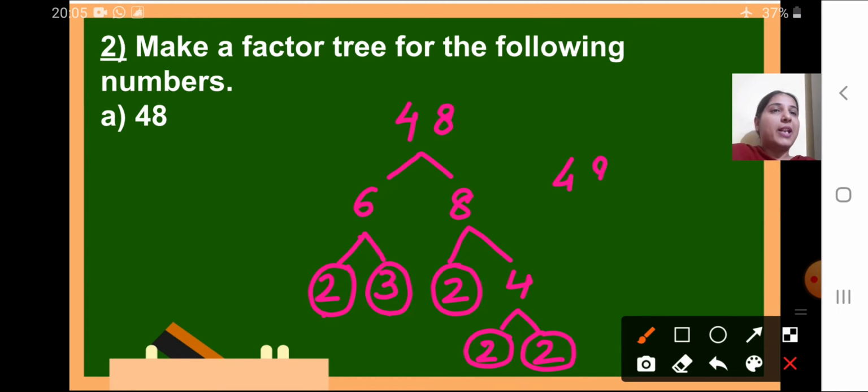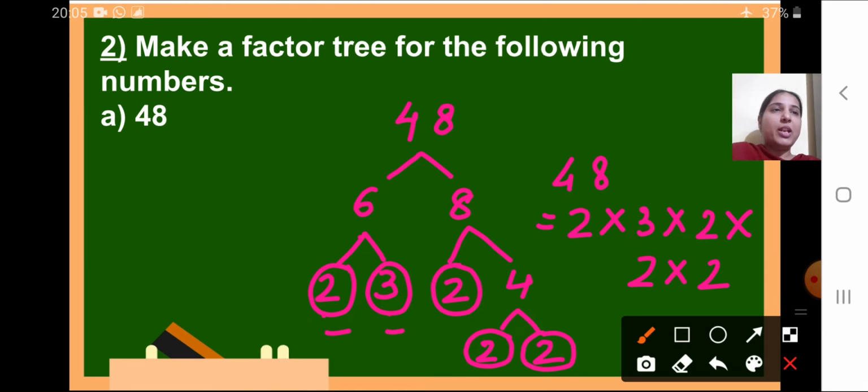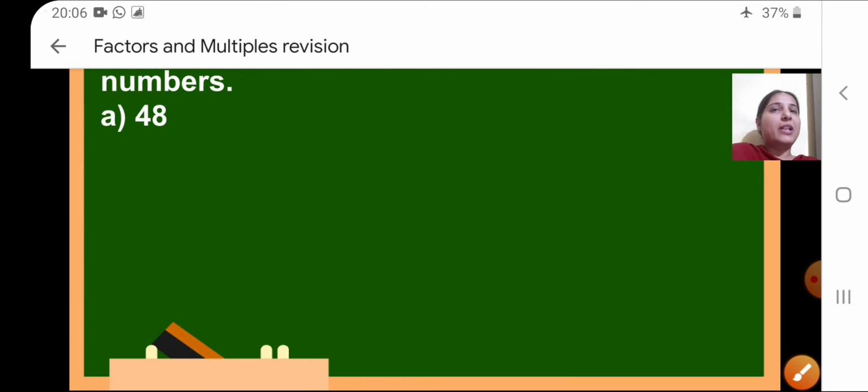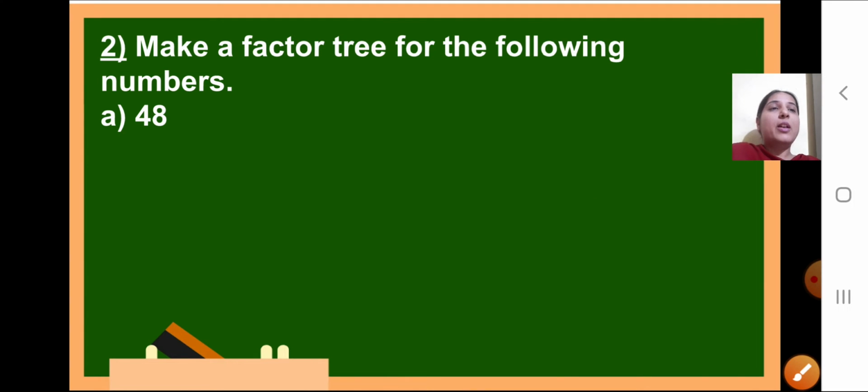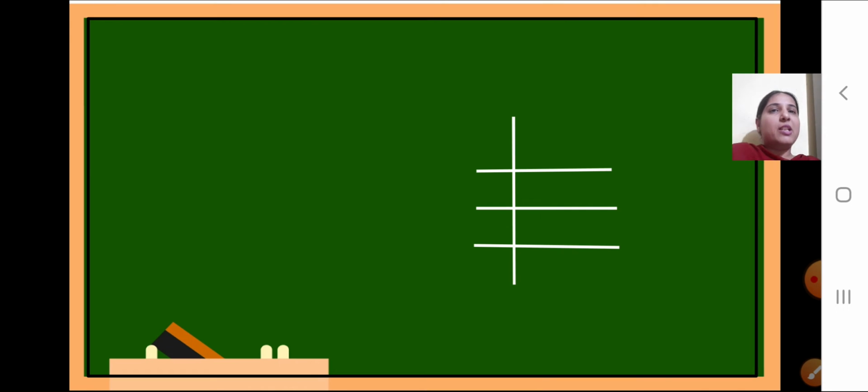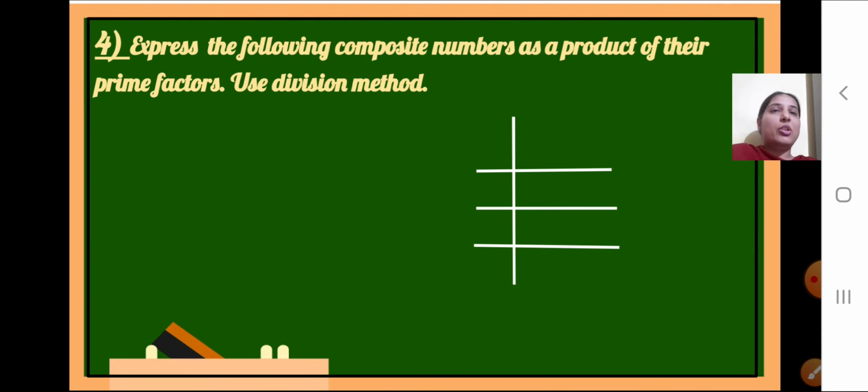And finally we will write it as the product of its prime factors as 2 multiplied by 3 multiplied by 2 multiplied by 2 multiplied by 2. Okay. The shape of this factor tree depends on how you factorize a given number. Okay. It can have a different shape as well. Okay. Now that was the factor tree method of factorization. Now there is one more method, that is division method.